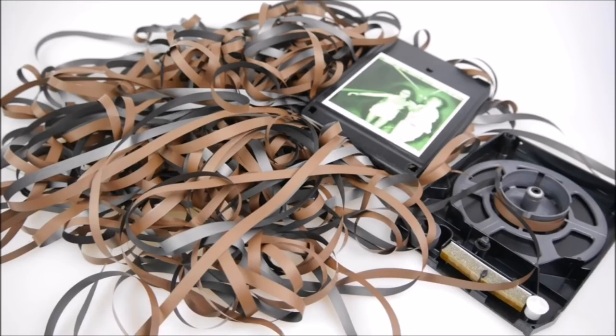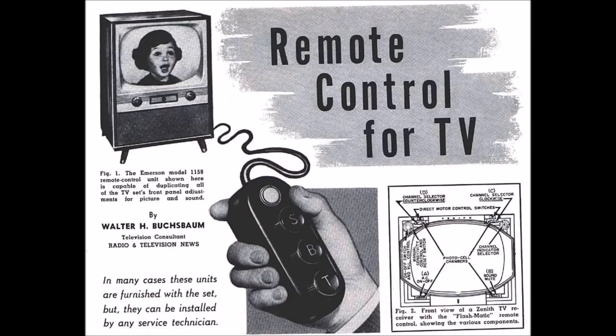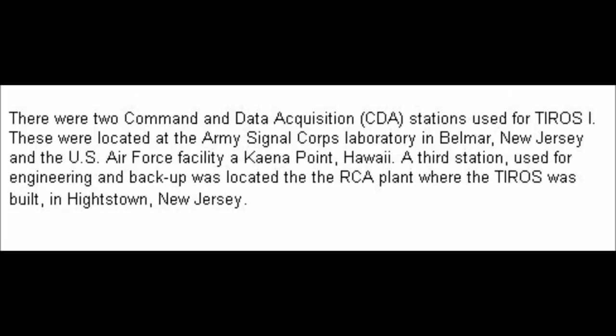So this thing had 400 feet of tape. If you've ever messed with tape, what a pain. In the vacuum of space, operated via remote control 400 miles away, and we believe this stuff. So there were two command and data acquisition stations used for the Tyros 1. I'm sorry if I'm talking quickly. I'm sure this is boring, so I want to get through it.